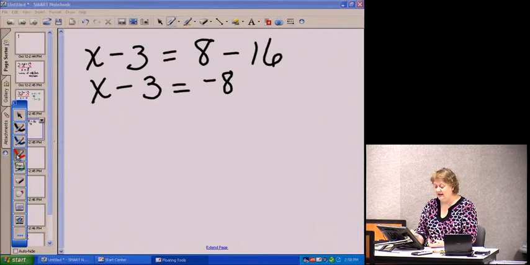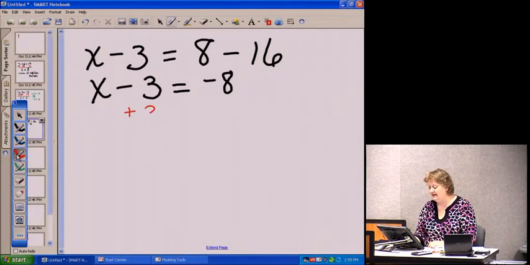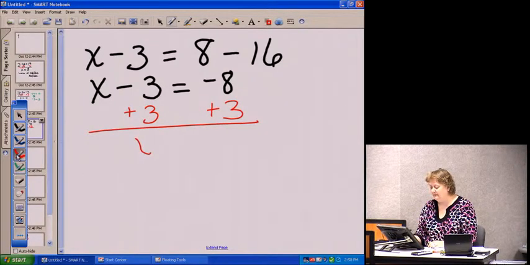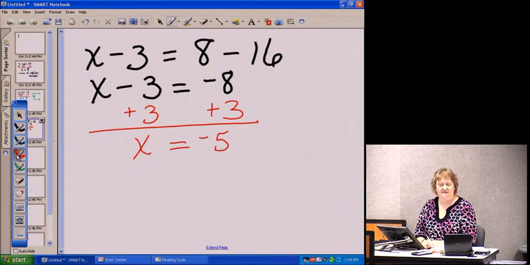Then the next step is to undo the subtract 3. We're trying to isolate that x. And the first step is to always undo any addition and subtraction. Subtract 3, the inverse operation is to add 3. So let's put plus 3 on both sides. What we do to one side, we always have to do to the other side. That gives us x over here on the left-hand side. And on the right-hand side, we have a negative 8 and a positive 3. The signs are different, so we subtract the numbers and keep the sign of the stronger number, which gives us a negative 5.